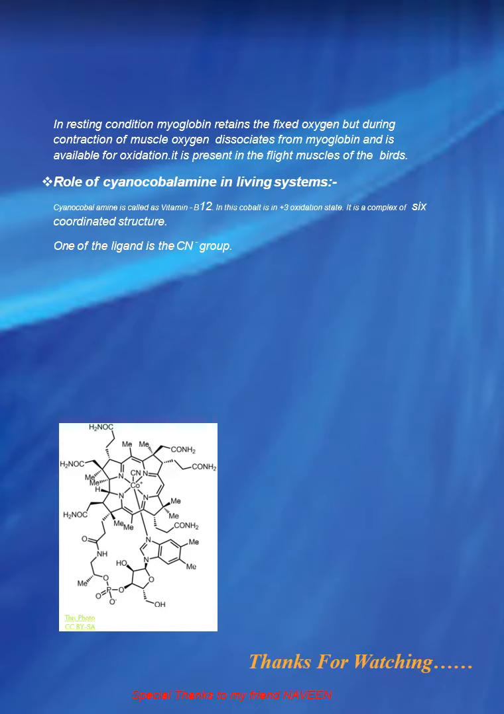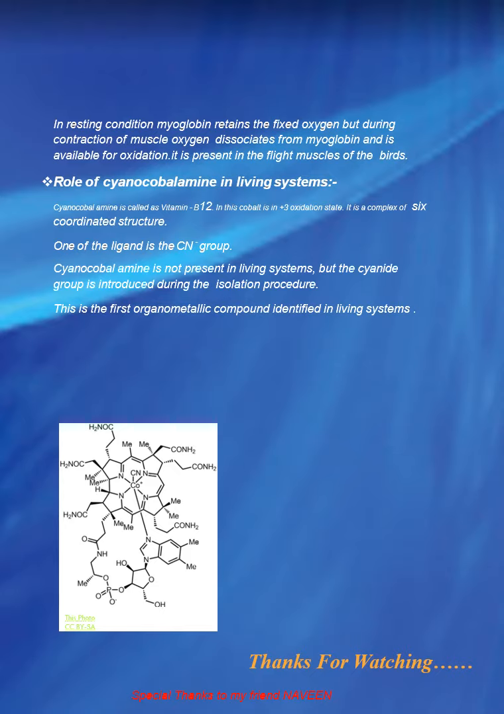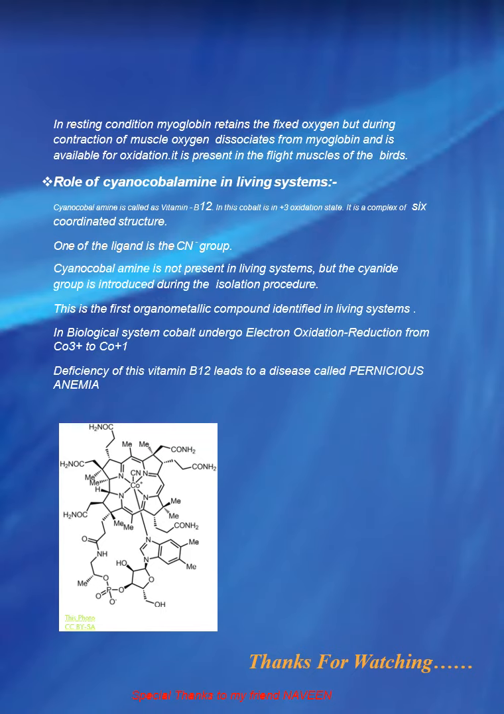In this, cobalt is in the +3 oxidation state. It is a complex with 6 coordination. One of the ligands is the CN- group. This cyanocobalamin is present in living cells, and it was the first organometallic compound identified in a living system. And in biological systems, cobalt undergoes electron oxidation-reduction from Co3+ to Co2+ to Co+, and the deficiency of this vitamin B12 leads to a disease called pernicious anemia.